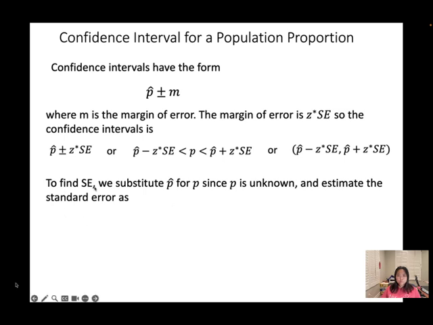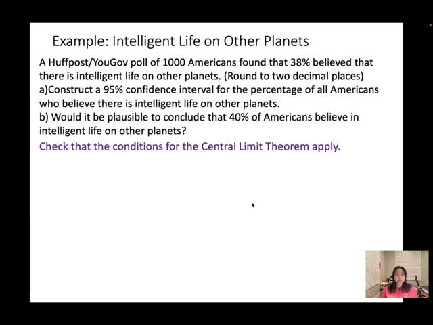And then when we're finding the standard deviation, we're going to substitute the sample proportion for the population proportion, since this is unknown, right? Because we want to use the sample proportion to estimate the population proportion. And we know the sample proportion is unbiased, right? So we could substitute the p hat for the p here, and then estimate the standard error. Okay, now we're going to combine everything together. We try to do the first example.